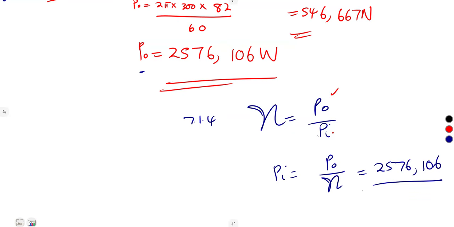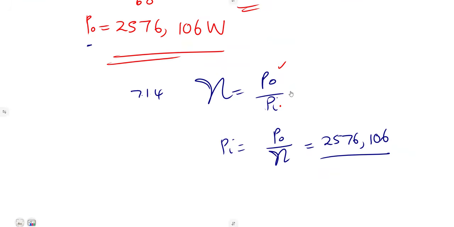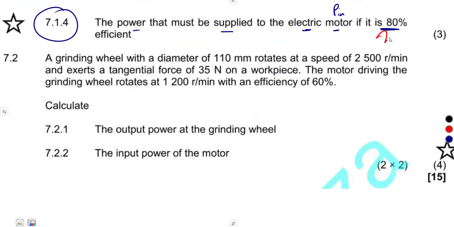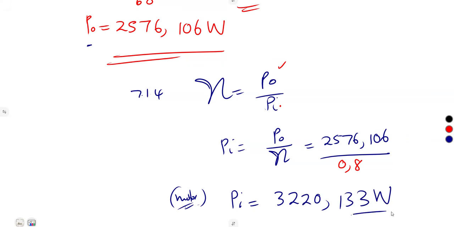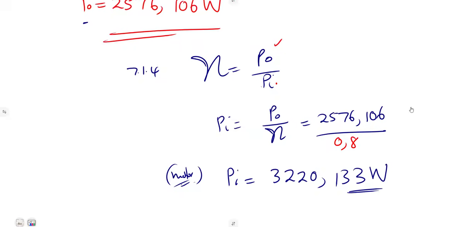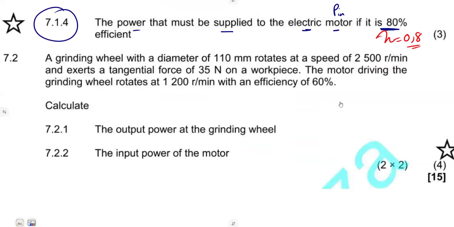So output, 2,576,106 over efficiency as a decimal. Since I did not use 100% here, I'm going to use efficiency as a decimal, 0.8 divided by 100. So that's 0.8. So that's the input power. The power affecting the motor is your input power, the motor. So that's 3,220,133 watts, like that. So this is what you're going to get from this information.